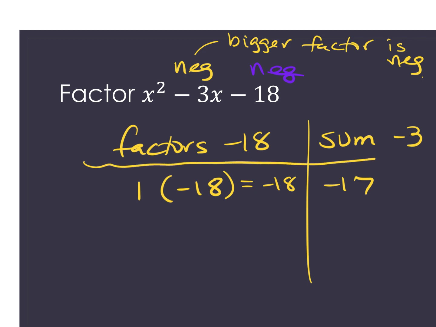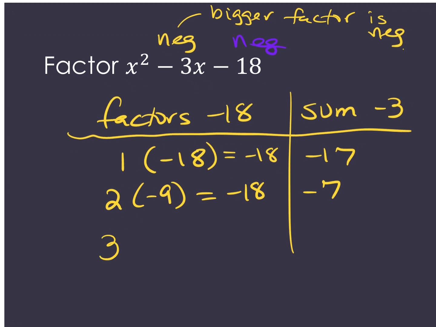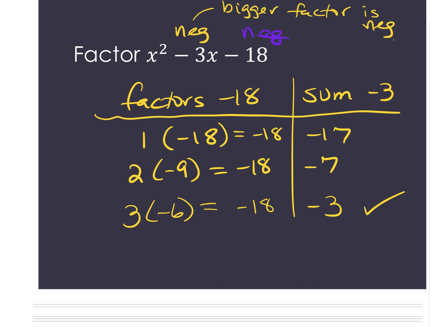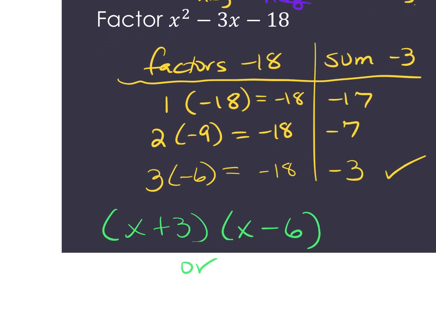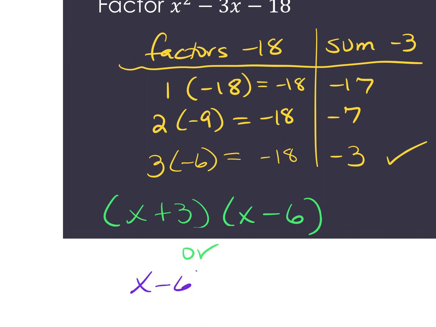It's not giving me the sum that I want yet. Let's try 2. 2 times negative 9. I get negative 18, but I only get negative 7. It's not working either. Let's try 3. Oh, this is going to be the one. So 3 plus negative 6 gives me negative 3. These are going to be the numbers that go into my binomial. So it'll be x plus 3 and x minus 6. Again, the order doesn't matter. You could also write it as x minus 6 and then x plus 3.